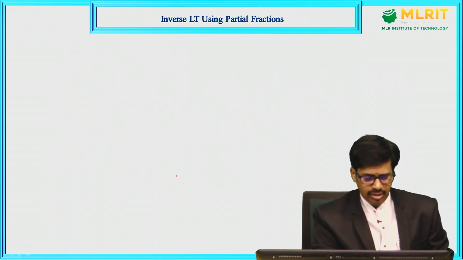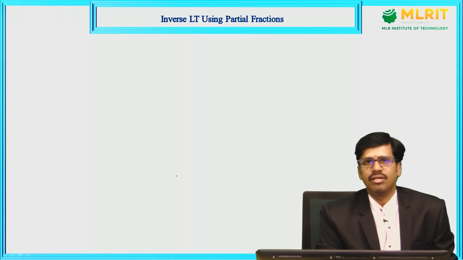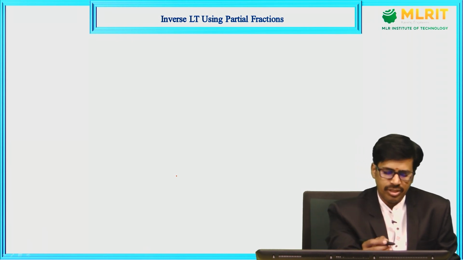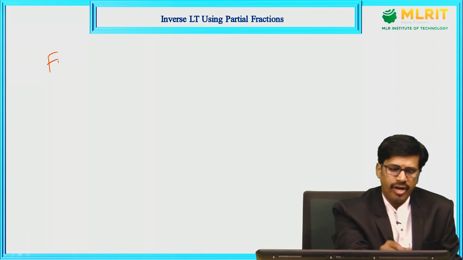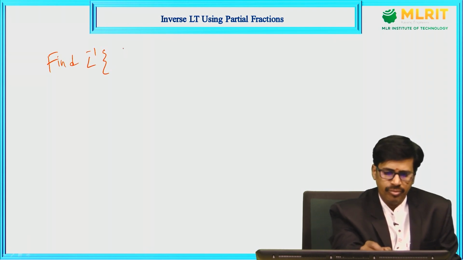Let us see now inverse Laplace transform using partial fractions. This partial fractions we might have covered in lower level, intermediate level. Let us see how to find the inverse Laplace transform of such functions. Say for example, find the inverse Laplace transform of s minus 2 by s square plus 5s plus 6.